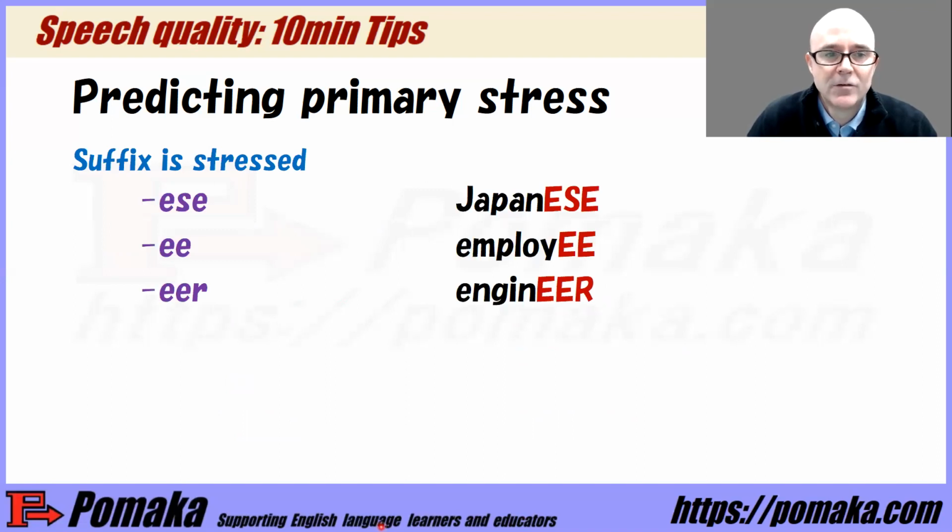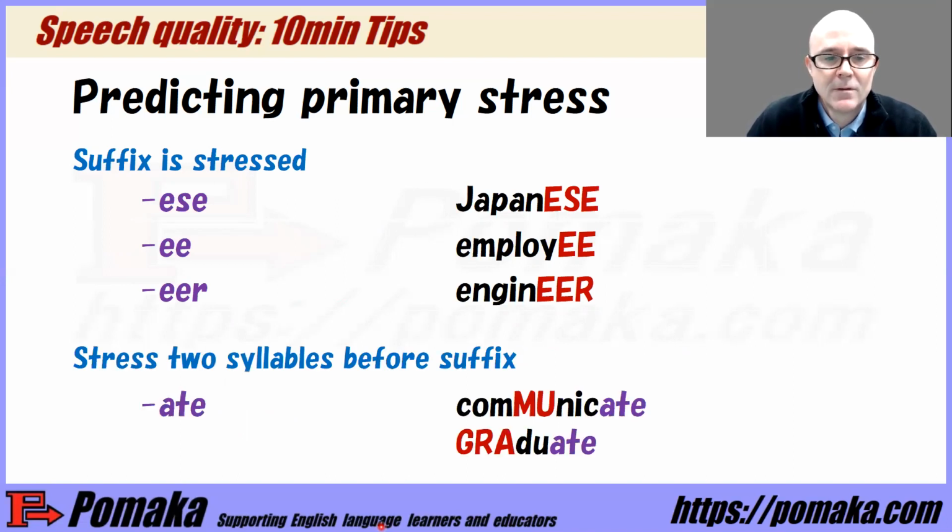With these suffixes, the suffix itself is usually stressed. For example, Japanese, employee, engineer. With the suffix ate, we usually find the primary stress two syllables before the suffix. For example, communicate, graduate. There are other suffixes that can change the primary stress, and also some suffixes have no effect on the primary stress.